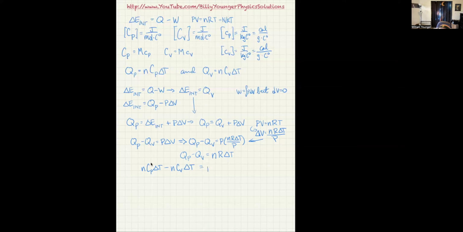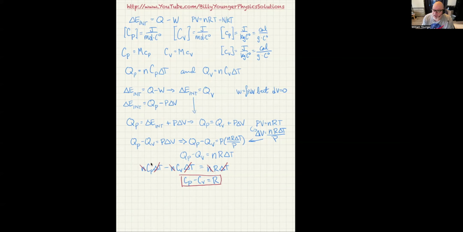And then we still have NR delta T. At this point, you can see that I could divide through by delta T, and all those would disappear. And then I could divide through by N, and all these would disappear. So I get our first major result, and that is that CP minus CV is equal to R, and that is an important result. I'm going to box it off like this. So now we've got it.